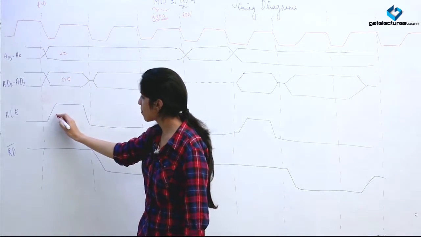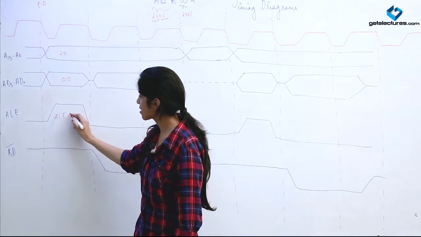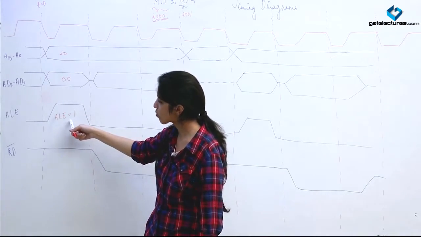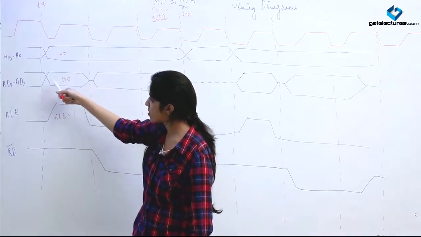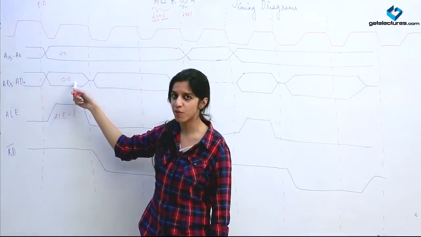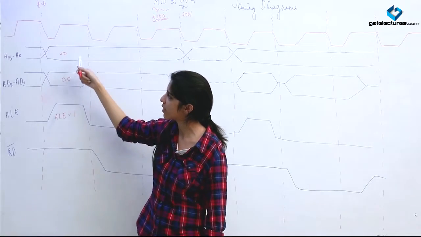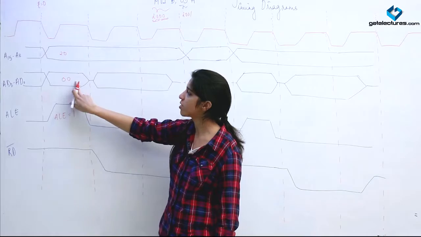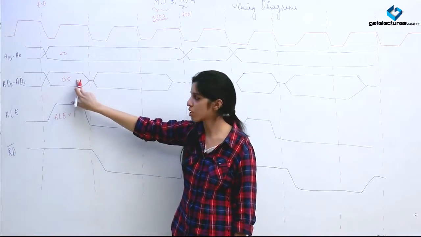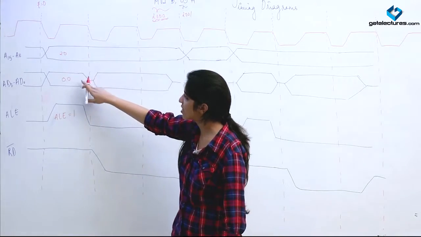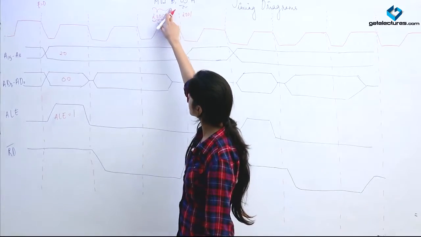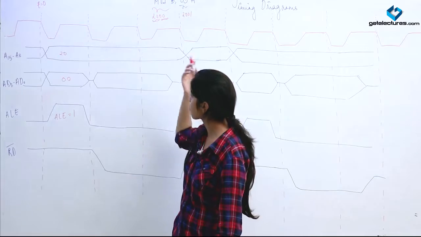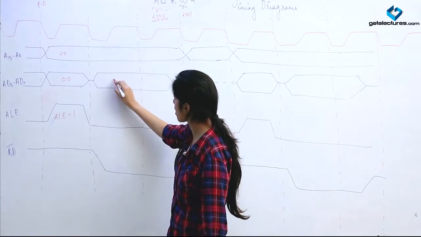Now we have enabled the ALE, address latch enable. What happens when we enable the ALE? When ALE is 1, this bus is going to behave as an address bus. So now it is behaving as an address bus and it is carrying address 2000. It takes the processor to the memory location 2000. When it reaches there, we get the opcode. Suppose the opcode is EF. Here we know the opcode is MVI B.